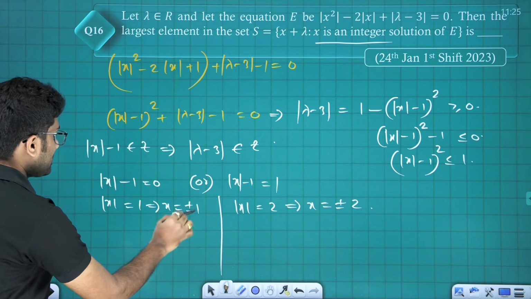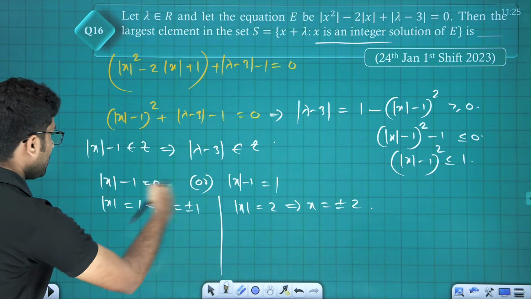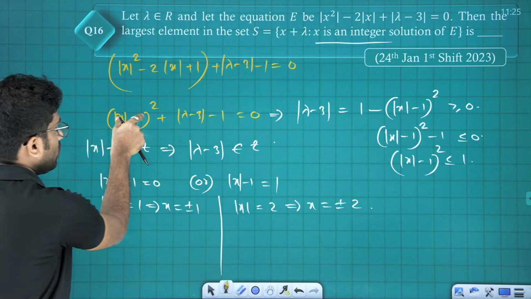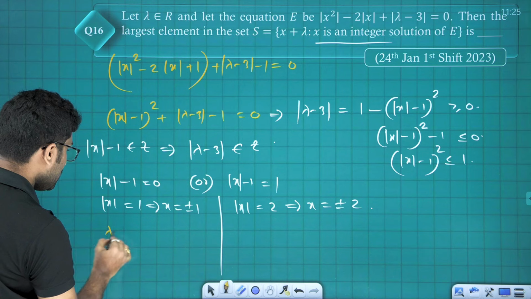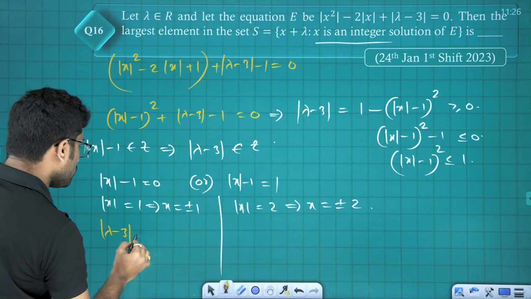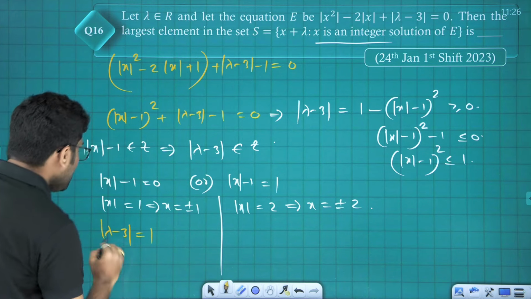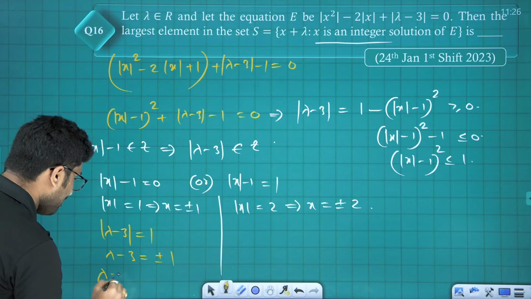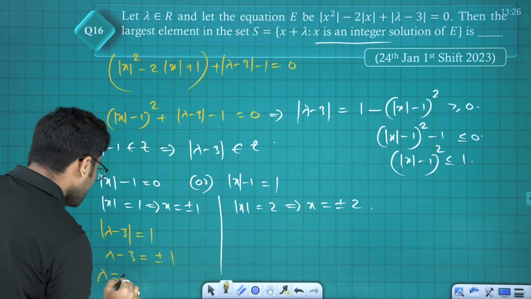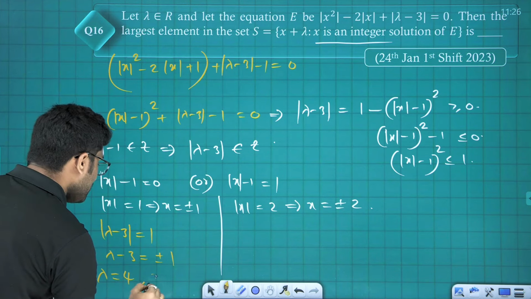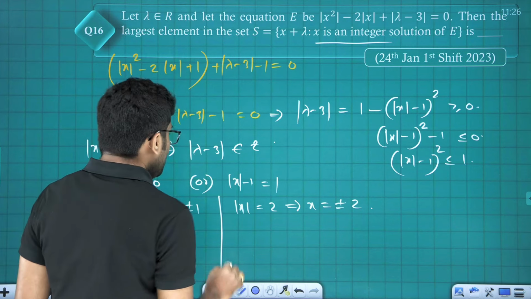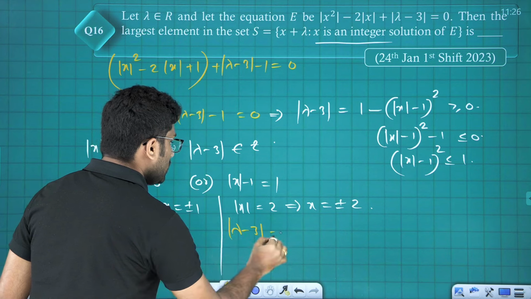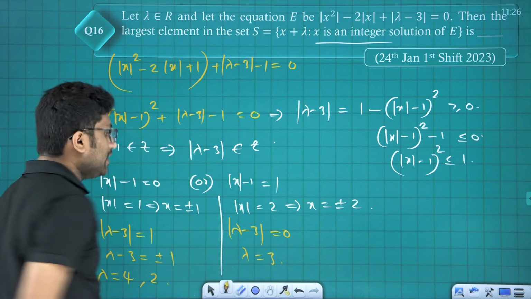Clear? Now if x is plus or minus 1, what about lambda? If mod x minus 1 is 0, friends, then mod of lambda minus 3 minus 1 should be equal to 0. So this should be equal to 1. Lambda minus 3 has mod 1 means lambda minus 3 is equal to plus or minus 1. So lambda is equal to 3 plus 1, that is 4, or minus 1 plus 3, which is 2. Clear? Next, if mod of x minus 1 is 1, then for sure lambda minus 3 should be only 0. So lambda is equal to 3.